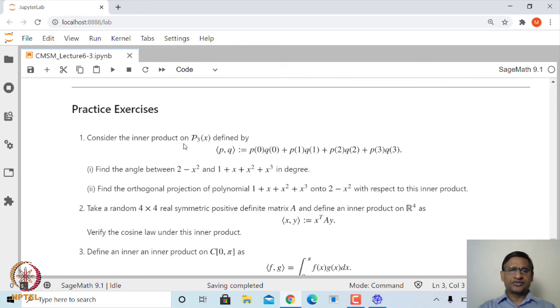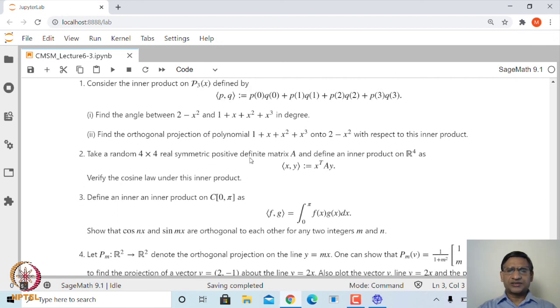So, the first one is this: on P3(x), define this inner product and find the angle between these two vectors in degrees. The next problem is to find the orthogonal projection of this onto this with respect to this inner product. This example we already did, this is just different polynomials. Similarly, define this inner product and verify the cosine law under this inner product. Define the inner product from 0 to pi, integral of f(x) g(x) on C[0, pi], and check whether cos nx and sin mx are orthogonal to each other for any two integers m and n.